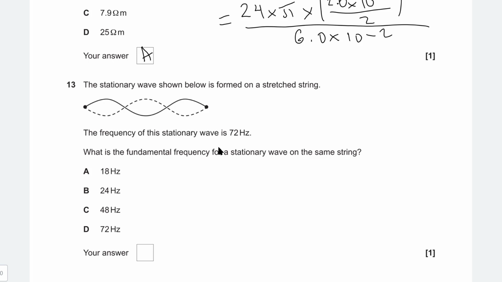Well, which harmonic is going to be this one? On a stretched string, our first harmonic is just half a wavelength because we have a condition that nodes need to be on both sides. Our second harmonic is at 1 full wavelength, and this one here is at 1.5 wavelengths, so 3 half wavelengths. They're all multiples of the fundamental. So if this one here is 72 Hertz, our fundamental will just be 72 divided by 3, which is 24 Hertz. Correct answer is B.